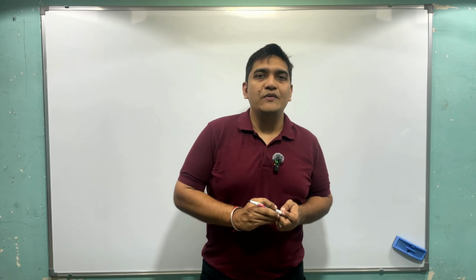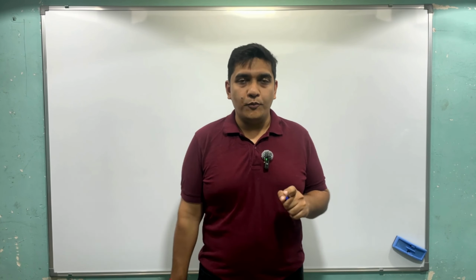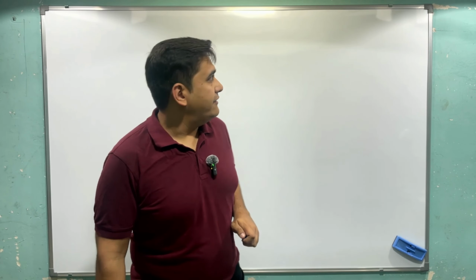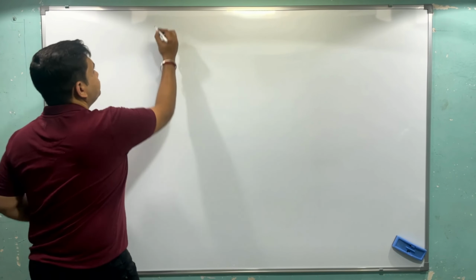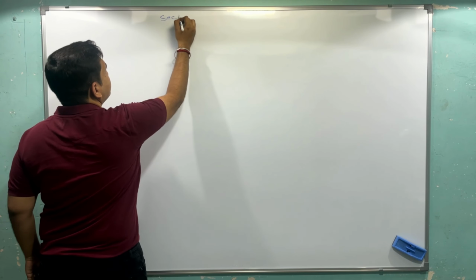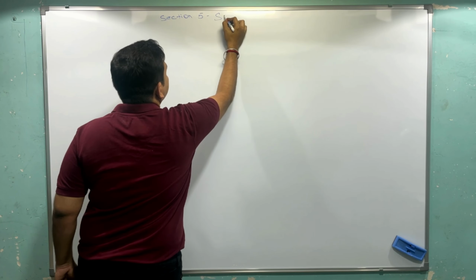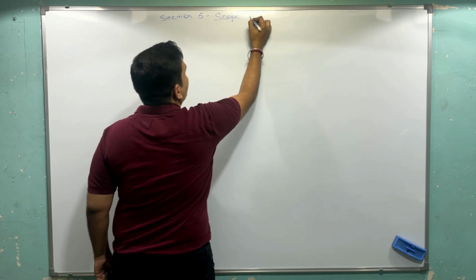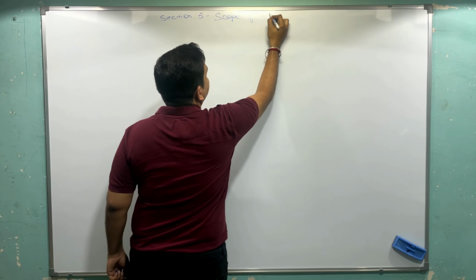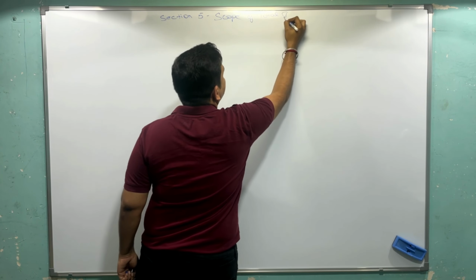So in today's video, we are going to discuss the scope of total income, section 5. So let's get started. It is section 5, scope of total income, right?